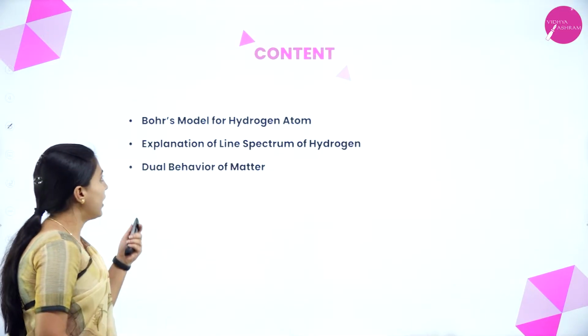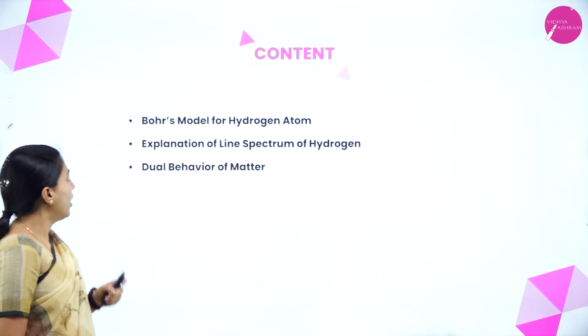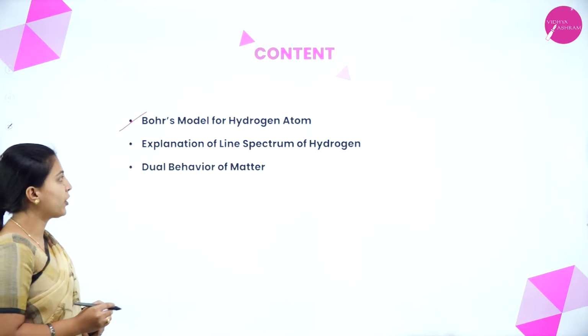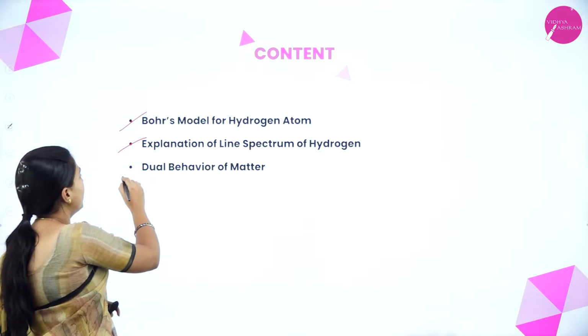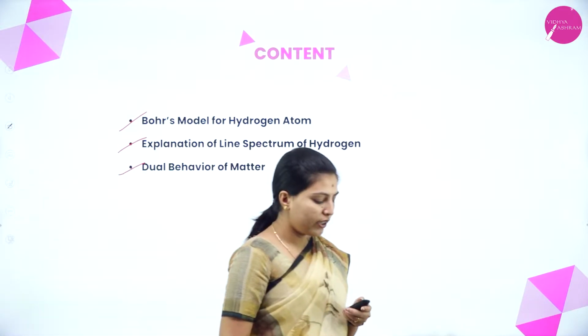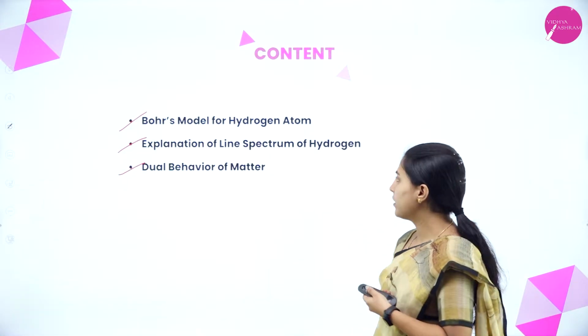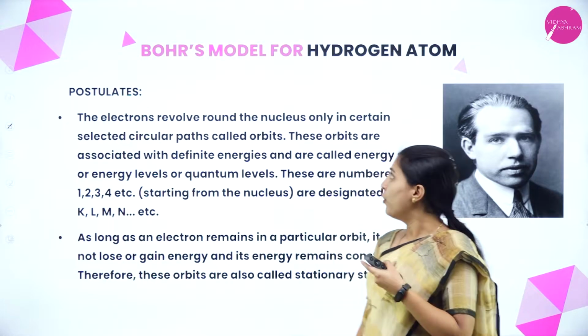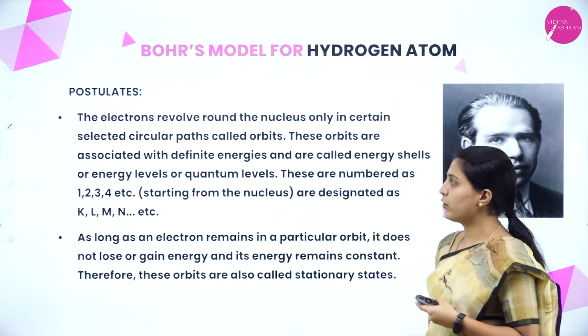Today we are going to discuss Bohr's model of the hydrogen atom, the explanation of the line spectrum of hydrogen, and the dual behavior of matter. So these are the contents we are discussing today, and first we shall explain what Bohr's model for the hydrogen atom is.